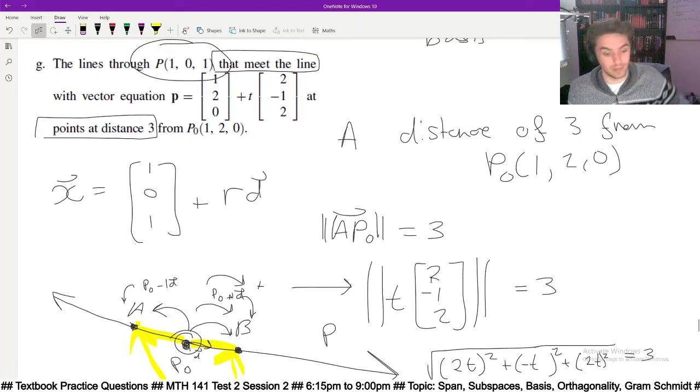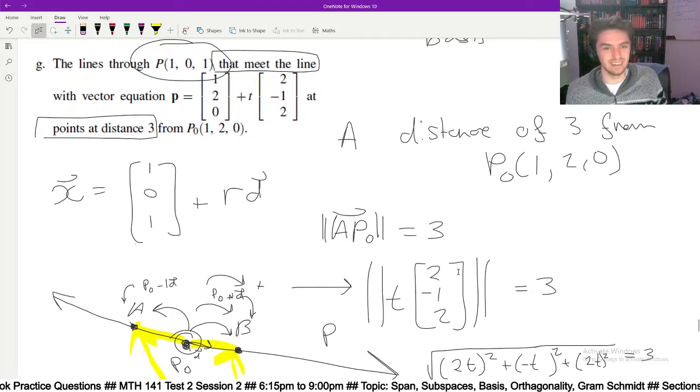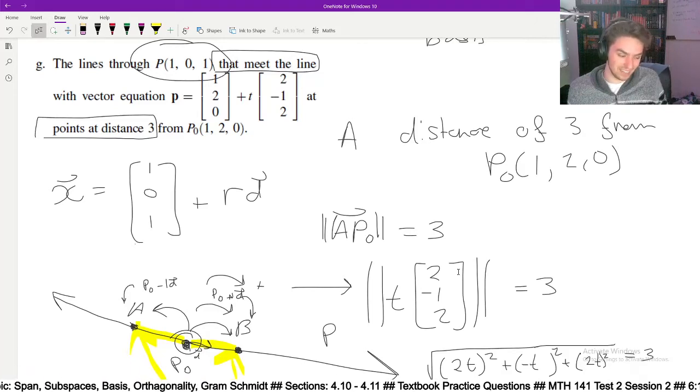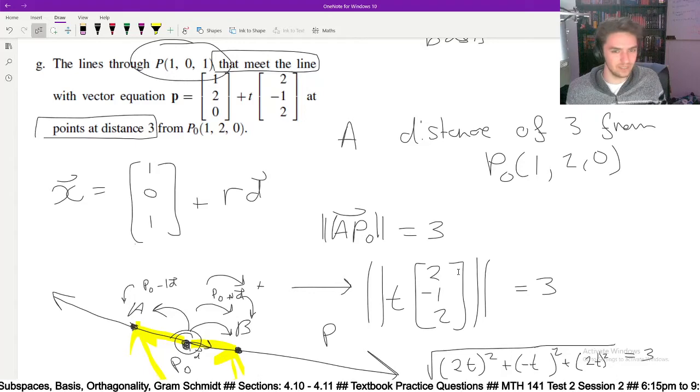Difficult question. I'm surprised I could do it. I'm surprised I could just think it out. I'd never seen it before. Likely it's not going to be on the test. I don't know, they might. They give difficult questions.